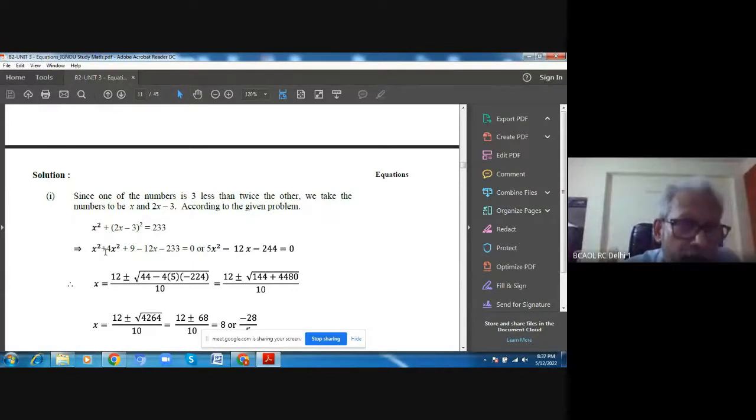ax square plus bx plus c, that formation. I have shown you earlier that the quadratic equation formula is ax square plus bx plus c. You have to remember the alpha value is minus b by a, and the beta value is c by a. The same principle you have to use to calculate here.